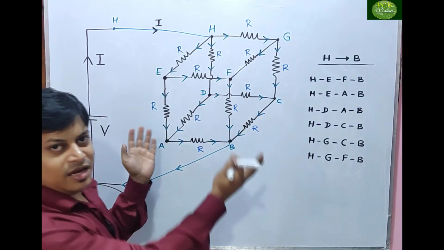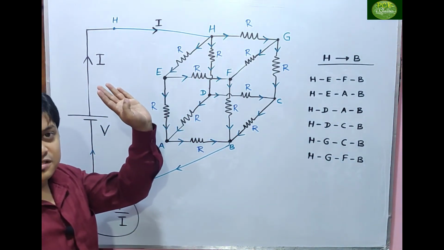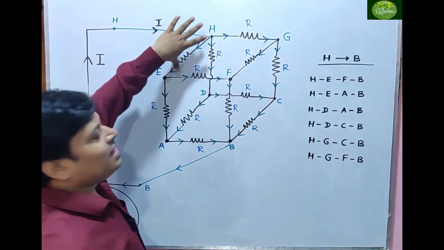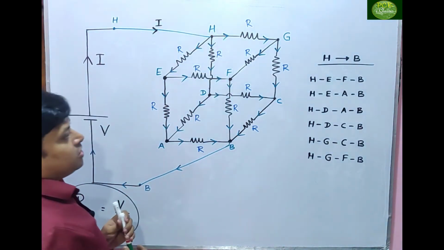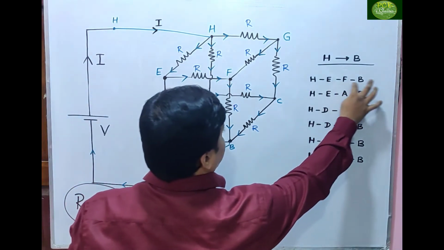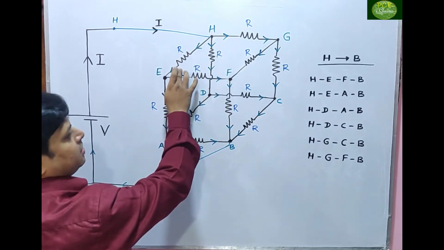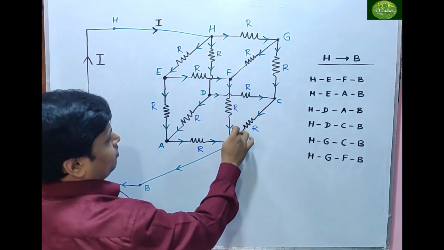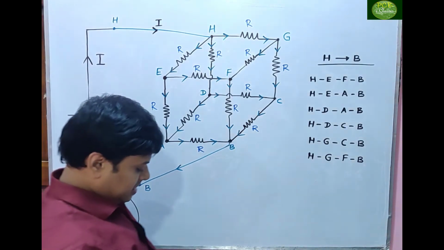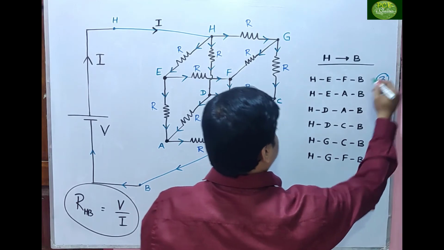Now, this is a very symmetrical cube. Each and every edge has resistance R. Now consider R is the length of the edge, right? So in the first path, how many edges is it covering? R, E to F, R, F to B, R. How many edges? 3 edges, right? It is covering 3 edges.